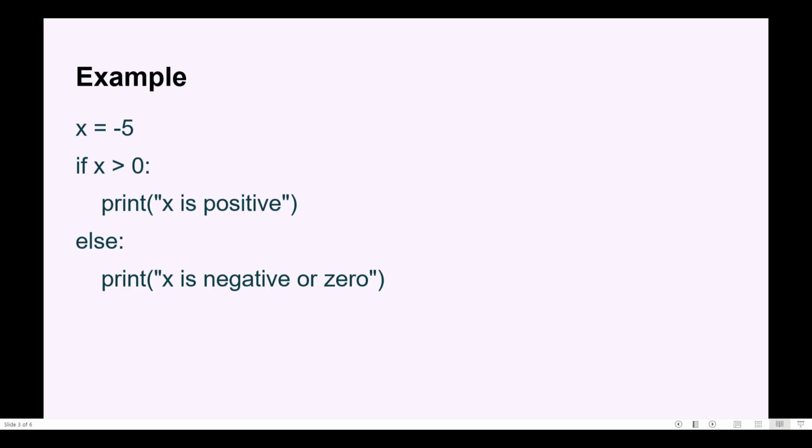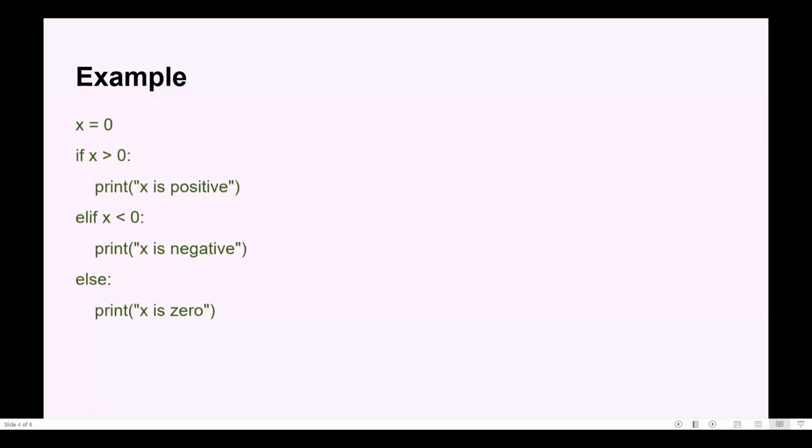So what the Python interpreter will do is see the other block of code, which is else: print x is a negative or 0 number. So here if we execute this particular code, then it will print x is a negative number or a 0. Here is another example, x equals 0.